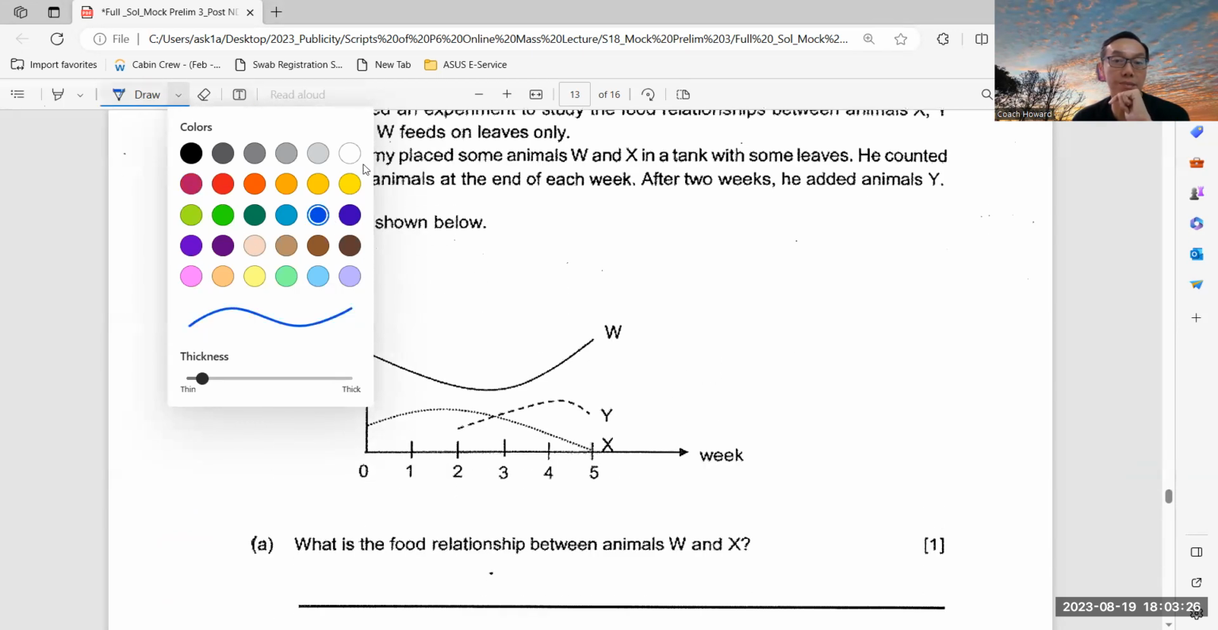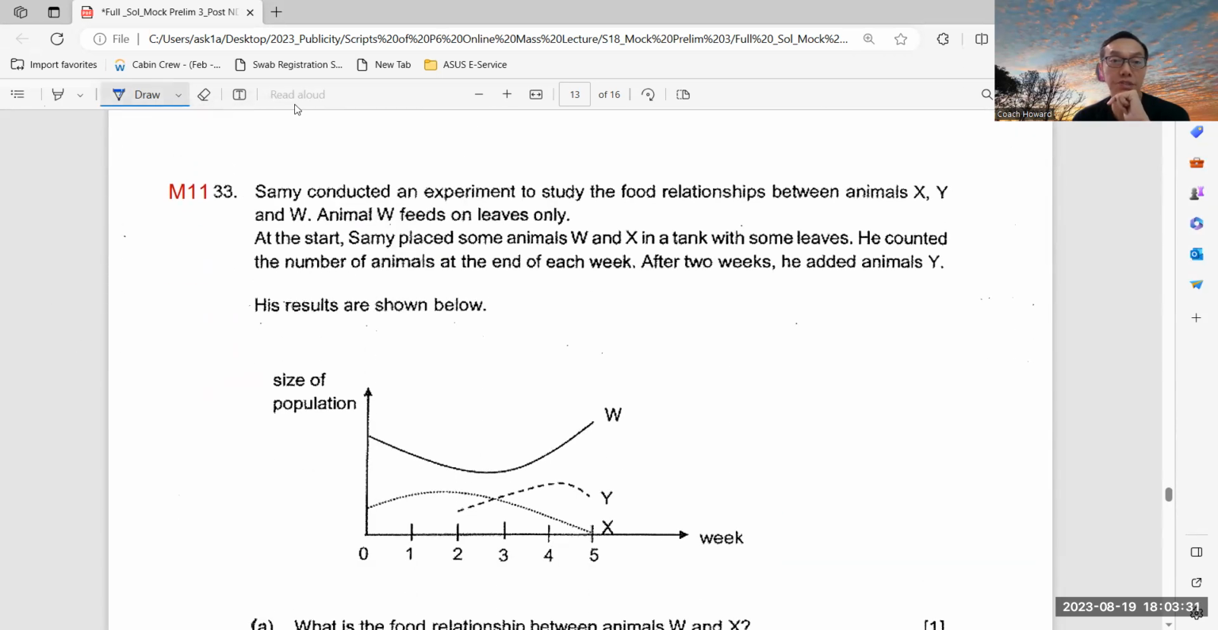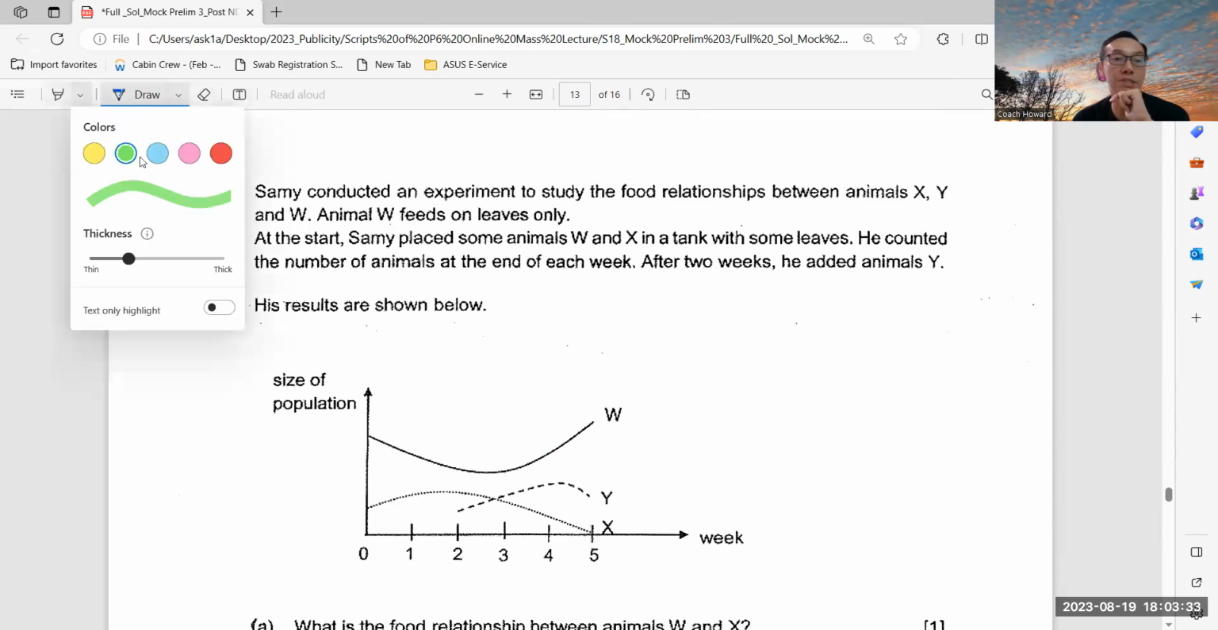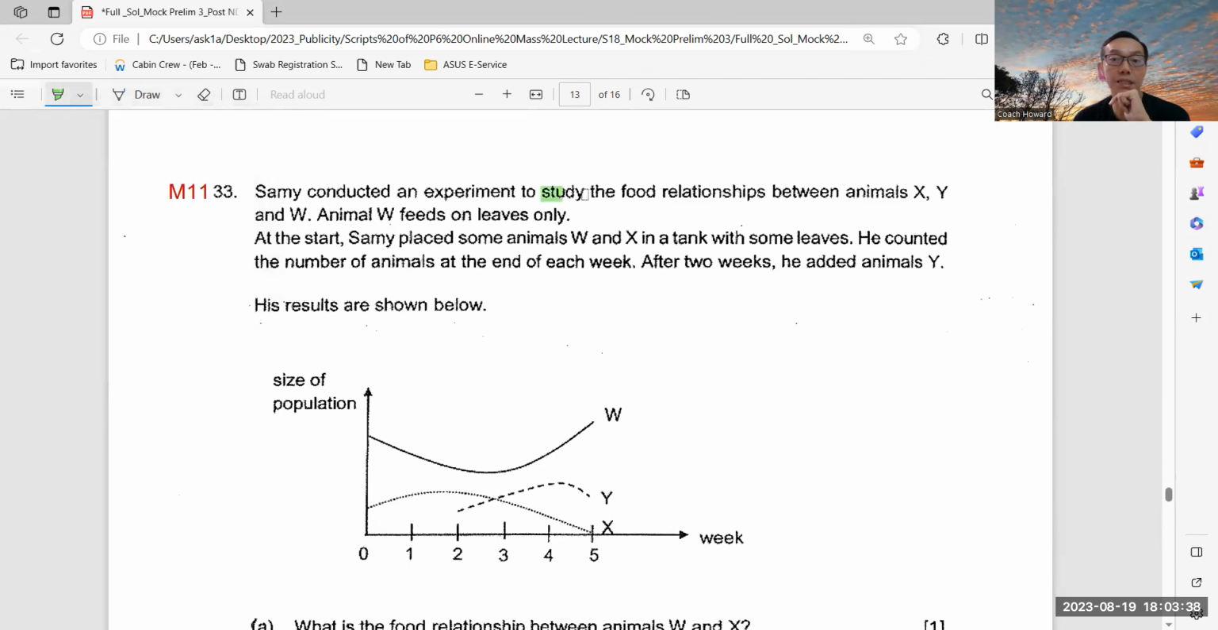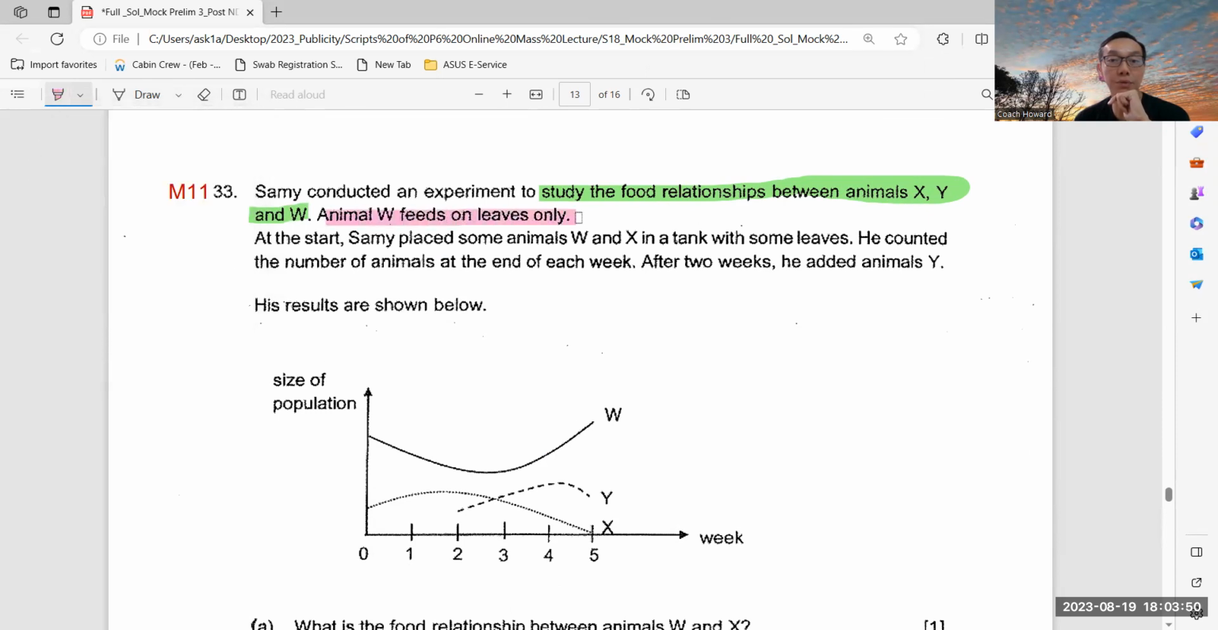So there are 3 organisms here you can see. I'll dissect this question carefully and slowly, so they can appreciate it. Here they say they conducted an experiment to study the food relationship between animals X, Y, and W. Another condition you annotate: animal W feeds on leaves only. I use the same color coding: W feeds on leaf only.